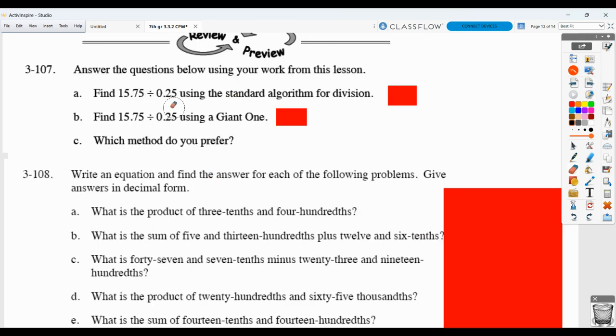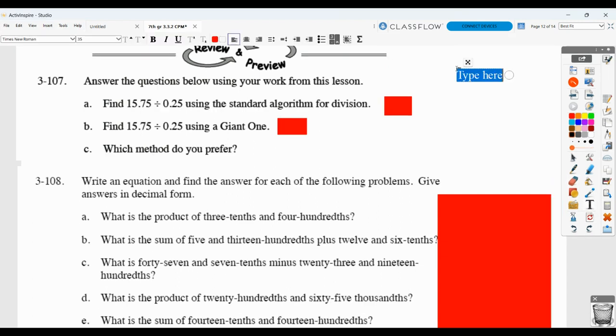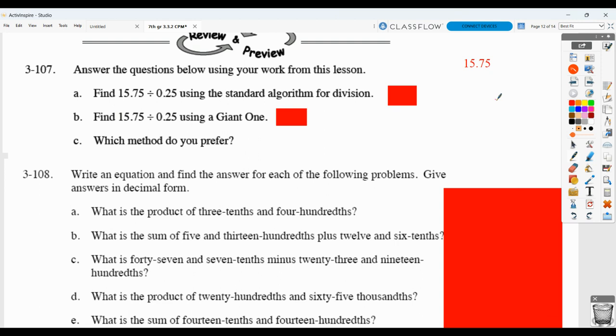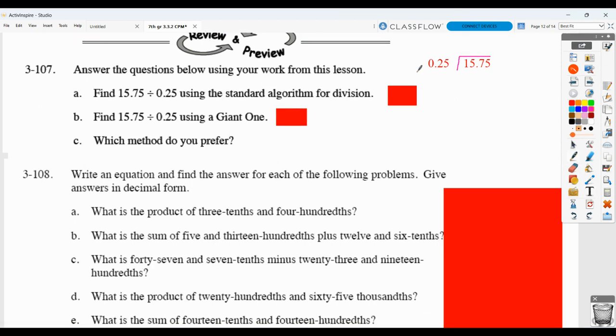Here they want you to find this answer using the standard algorithm for division. So standard algorithm just means the normal method. So we're going to take 15 and 75/100, and we're going to be dividing that by 25/100. Now, you can have a decimal point in your dividend for long division, which means in here. You just put it up into the quotient. However, you cannot have a decimal point out here in the divisor.